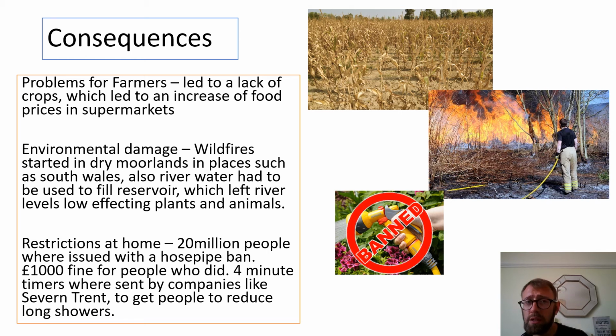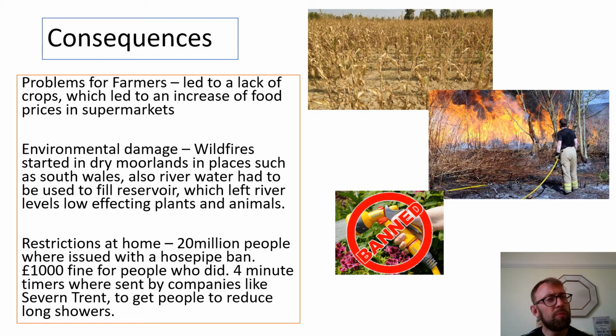The other thing is that water from rivers had to be pumped into reservoirs to ensure there was enough water for certain areas for people. But this obviously would then have a knock-on impact on the environment, because then rivers would be low, and fish that might migrate upstream, like salmon, couldn't do so because the river levels were so low. So the knock-on impact on plants and the animals by pumping water out of the rivers could also be discussed.